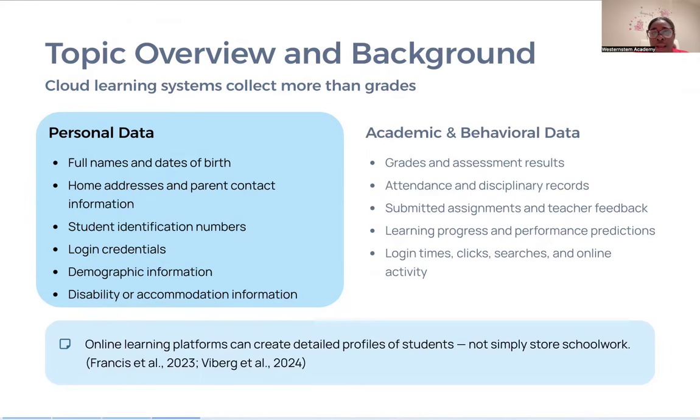Now, overview and background. Cloud learning systems collect more than just grades. Personal data will be collected, such as full names and date of birth, home addresses, and parent contact information, student identification numbers, login credentials, demographic information, even disability or accommodation information. Academic and behavioral data is also collected. Grades and assessment results are collected. Attendance and disciplinary records are collected. Submitted assignments and teacher feedback are collected too. Learning progress and performance predictions, as well as login times, click searches, and online activity.